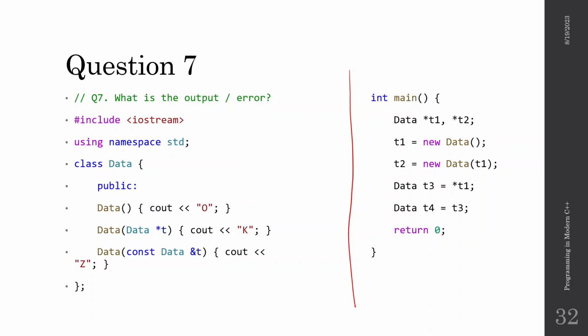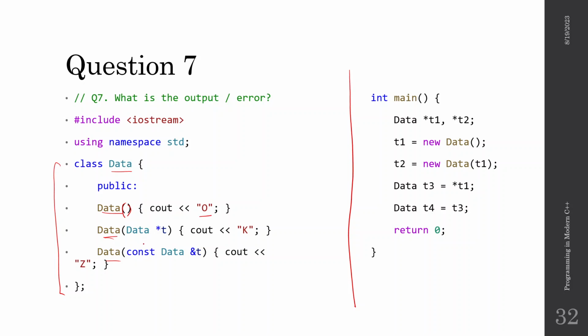Okay, now let us discuss the solution. We have a class here with some public constructors. How do we know that it's a constructor? The class name and the function name should match exactly. The first one is a default constructor because it has no arguments, and it just prints O.